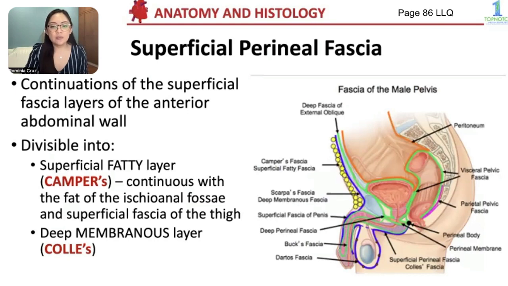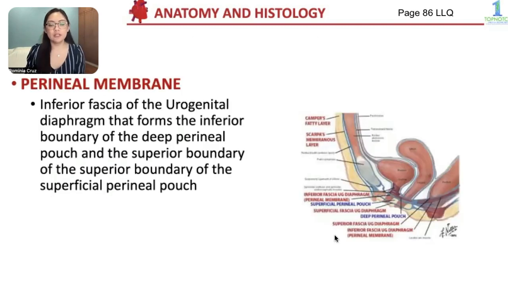So yung Scarpa's fascia in the anterior abdominal wall would be continuous to the Colles fascia in the superficial perineal fascia. Okay? And the second perineal fascia is your deep or perineal membrane, which serves as the inferior fascia of your urogenital diaphragm.